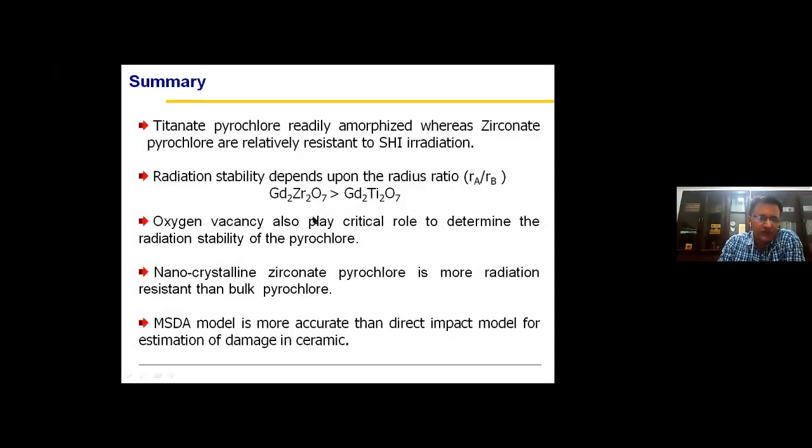In addition to Ra by Rb, we calculated this 48f oxygen parameter, and on the basis of that, we mentioned that oxygen plays a very important role in determining the radiation stability of these pyrochlores. In the case of nanocrystalline material compared with the bulk one, we found that the nanostructured material shows better radiation stability than the bulk one, and that we have explained on the basis of the multi-step damage accumulation model.